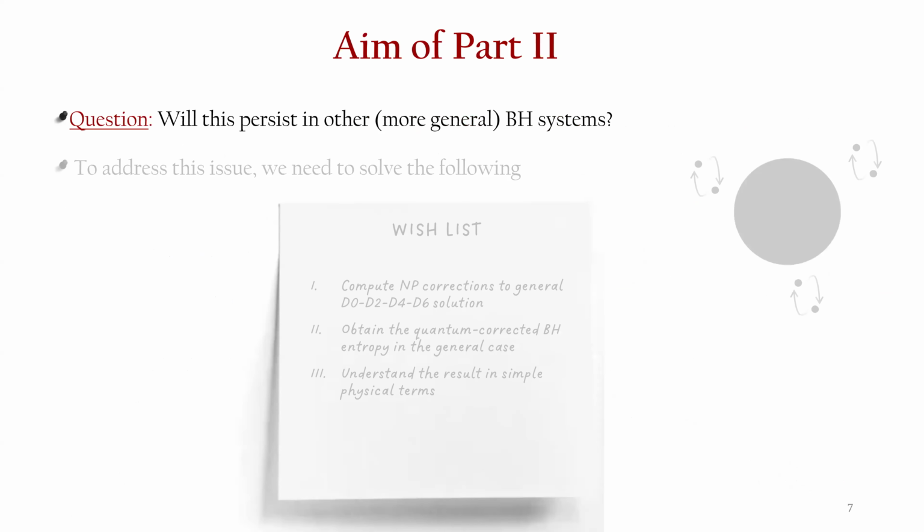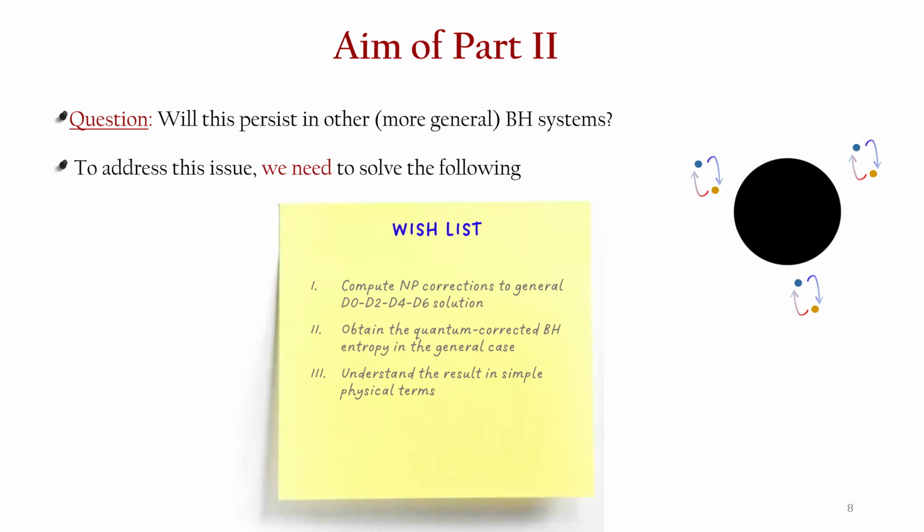And one may, at this point, ask whether this state of affairs will persist in the most general Calabi-Yau black hole system at large volume or not? Or is it rather some special property of these two systems? And to address this issue, we need at least three things. So the first thing, of course, is to know how to extend the computation of these non-perturbative corrections to the prepotential in general. So regardless of the value of this alpha parameter, its phase, and so on.